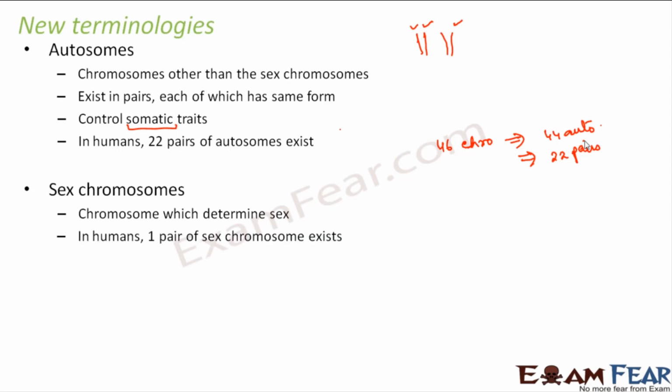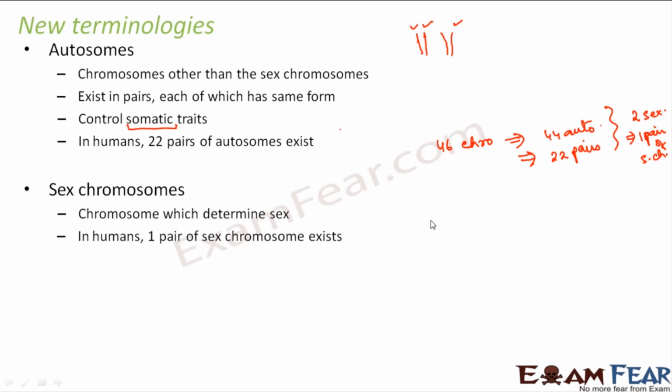Now in humans, one pair of sex chromosomes exists. So out of 46, 44 are autosomes. So how many remained? 2. So the remaining 2 are sex chromosomes. So they also exist in pairs. So we can say that there is one pair of sex chromosomes. Right? So now how is the sex determined by these kinds of chromosomes?